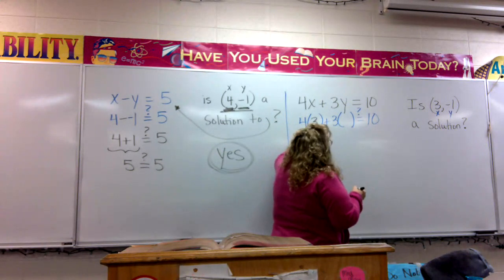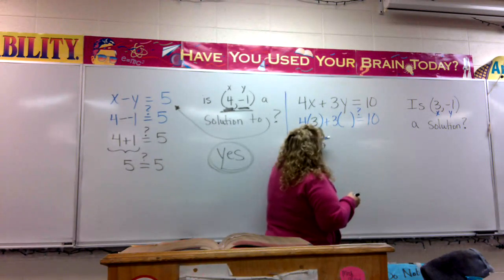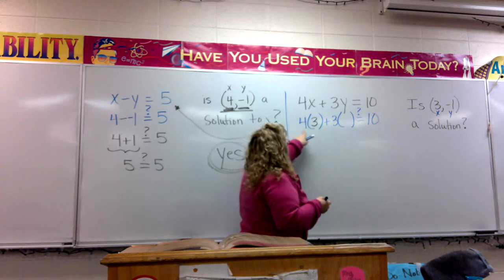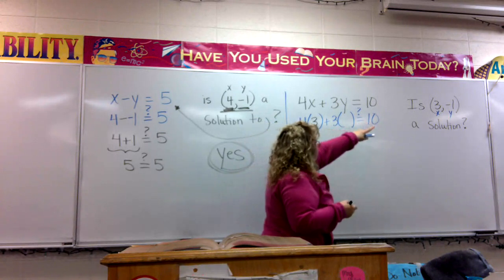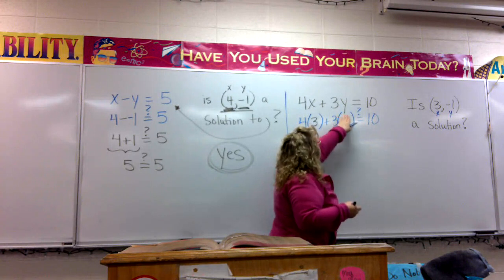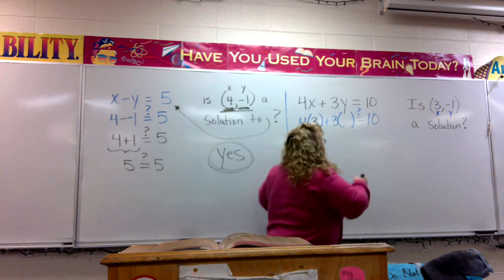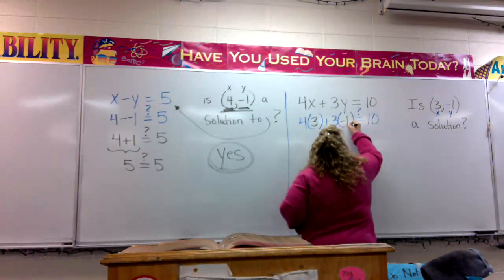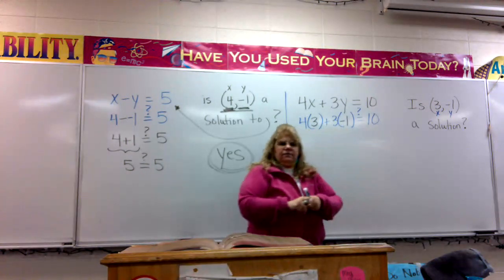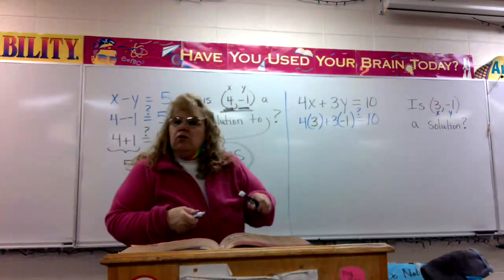Sorry, 4 times x. It's 4 times x, but x is 3. Plus 3 times y. But what is y? -1. And we want to know, will that equal 10? I don't know.